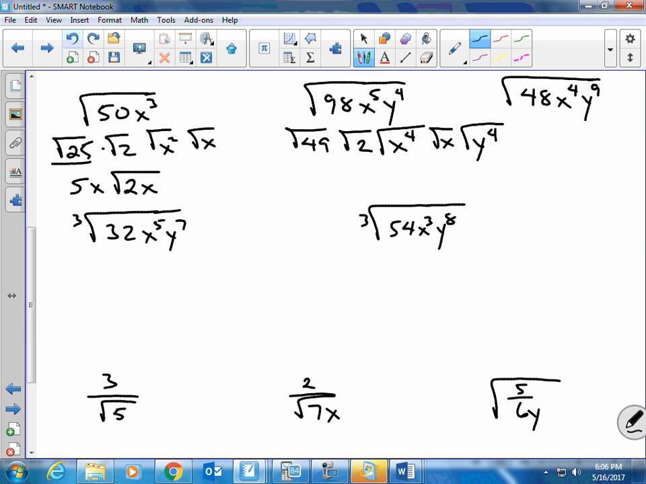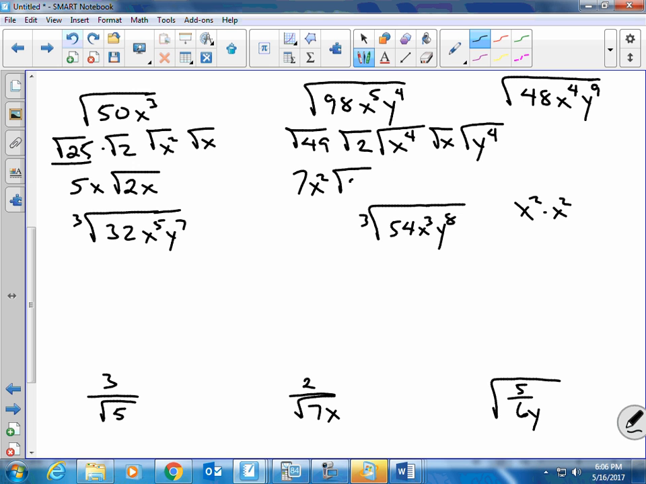Do you notice, or beginning to notice, that your perfect squares will be even numbers? Okay. Next step, 49, perfect square, or square root is 7. What two terms multiplied together will give me x to the fourth? X squared times x squared, right? Because when I multiply like bases, I add the exponents. And so I get x squared.